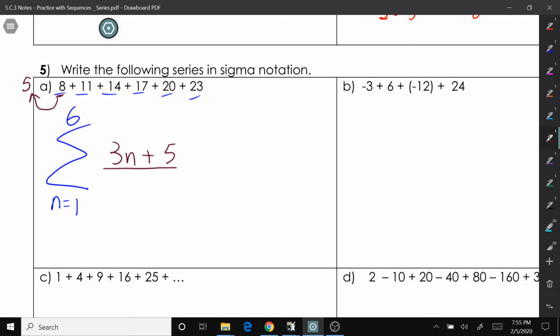And again, you can always check to see if you've gotten this correct. The problem does not say to find the sum, so we can move on.